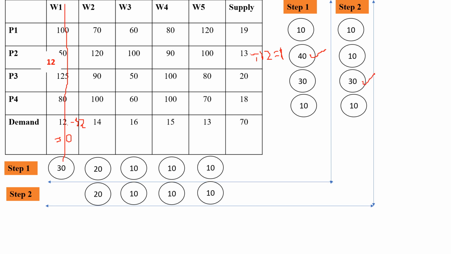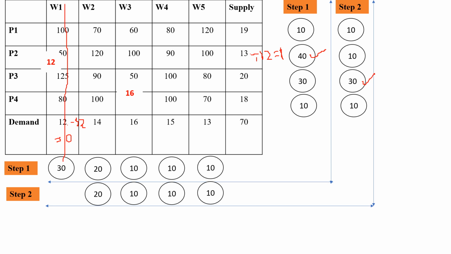Since the maximum difference is 30, you find where the lowest cost is in that row or column, that is 50. Then allocation should be done. You see that the demand wise allocation is maximum 60, the supply wise allocation is maximum 20, so the maximum allocation you can do is 16.